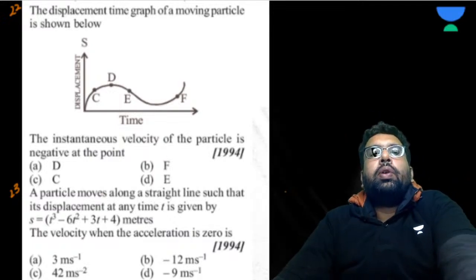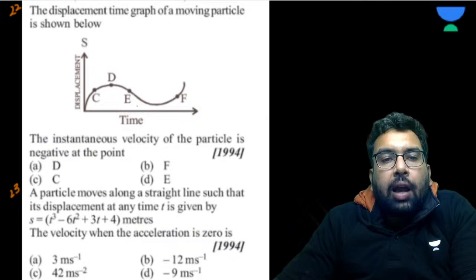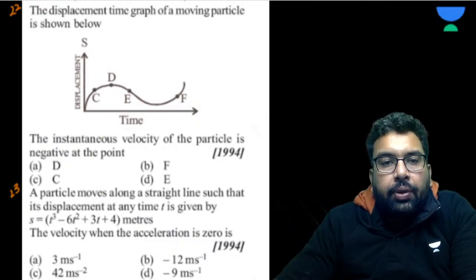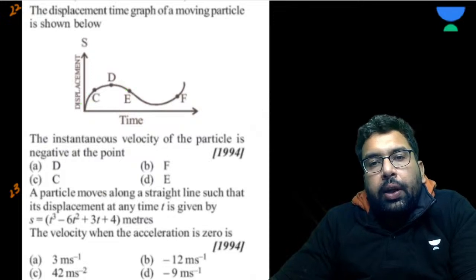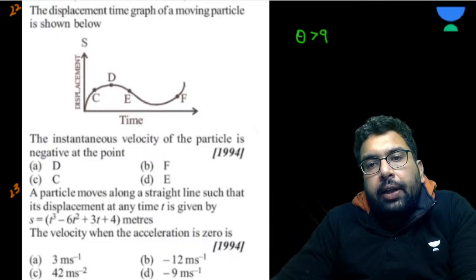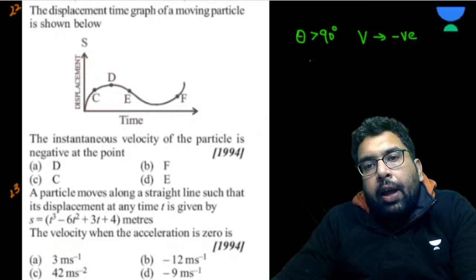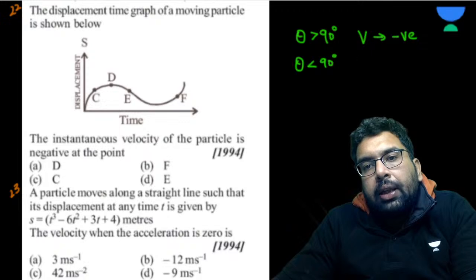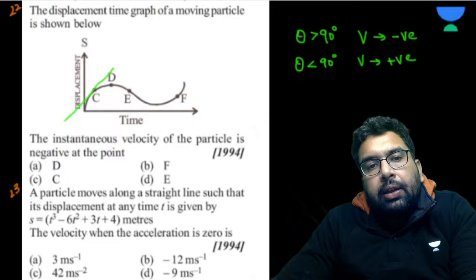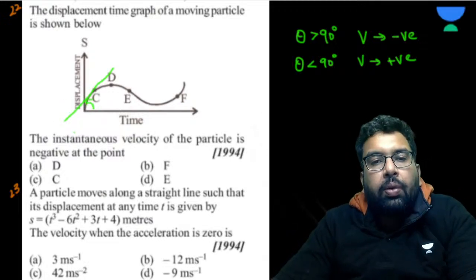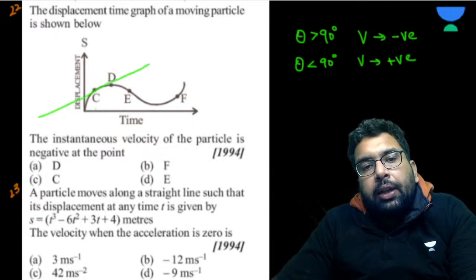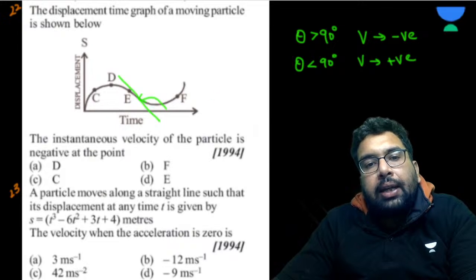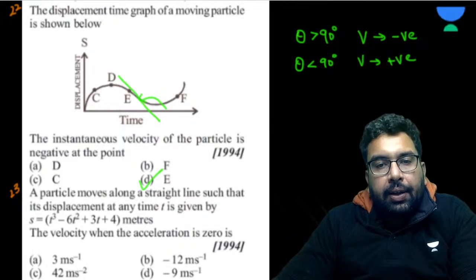So see, in the 22nd question, how can we do it? This is a displacement versus time graph. The slope of the displacement versus time graph gives us the instantaneous velocity. Remember, if theta is greater than 90, the velocity is negative, and if theta is less than 90, the velocity is positive. Now at point C, see this is the slope. We always take the angle in the anti-clockwise direction from the horizontal axis. This is an acute angle, this is again acute, this is again acute. But for E, this is the slope and it is more than 90. So at E, the instantaneous velocity of the particle will be negative. I hope it is fine to everyone.